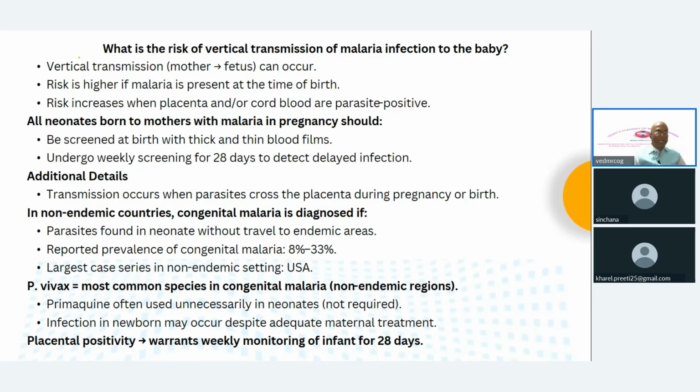So additional details: transmission occurs when parasites cross the placenta during pregnancy or birth. And in non-endemic countries, congenital malaria is diagnosed if parasites are found in the neonate without travel to endemic areas. Reported prevalence of congenital malaria is 8 to 83%, and the largest case series is from the US. Plasmodium vivax is the most common species in congenital malaria. Okay, primaquine is often used unnecessarily in neonates. Placental positivity warrants weekly monitoring of the infant for 28 days. This is the thing which you should remember.